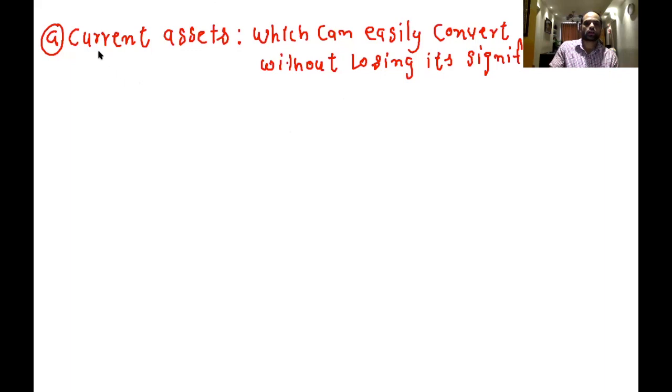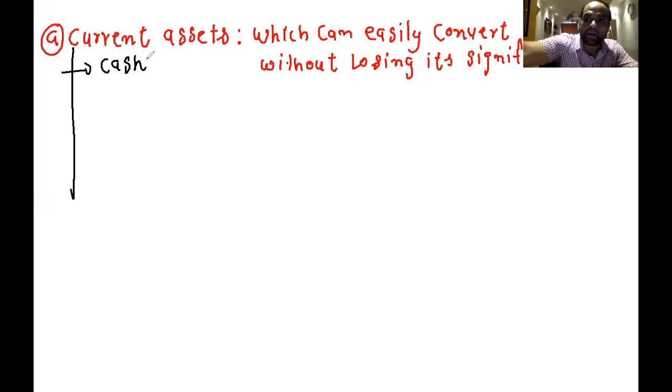So current assets involve cash, all right? We also call it liquidity. Cash represents the liquidity of the company, all right? So cash is your current asset, right? Second current asset is accounts receivable.